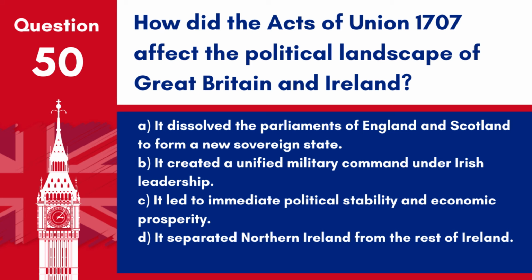Question 50. How did the Acts of Union 1707 affect the political landscape of Great Britain and Ireland? A. It dissolved the parliaments of England and Scotland to form a new sovereign state. B. It created a unified military command under Irish leadership. C. It led to immediate political stability and economic prosperity. D. It separated Northern Ireland from the rest of Ireland.